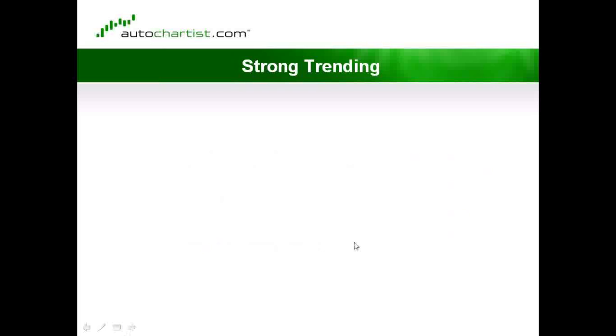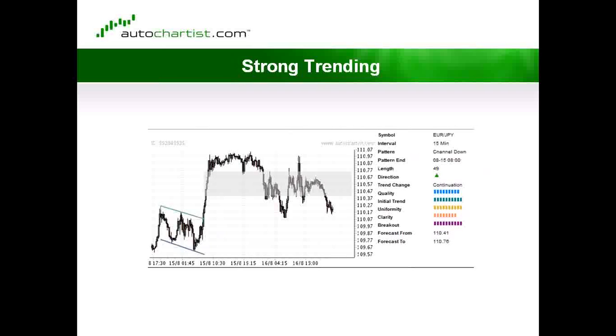When we're looking at a strong trend, you want to see this situation where we have a 10-bar maximum initial trend. We have a channel down pattern, which is a trending pattern. So we have a trending pattern and a strong trend combined with a 10-bar maximum breakout.